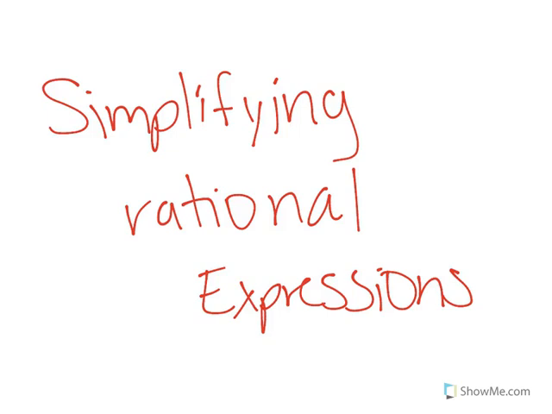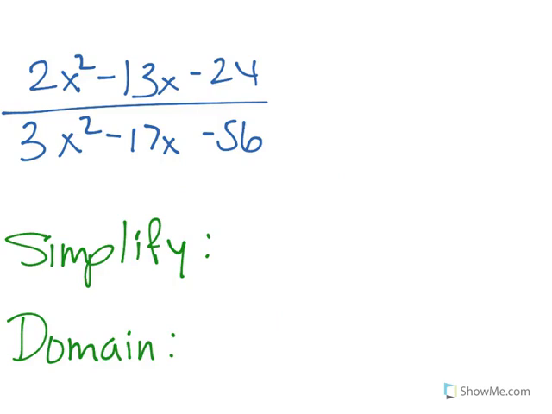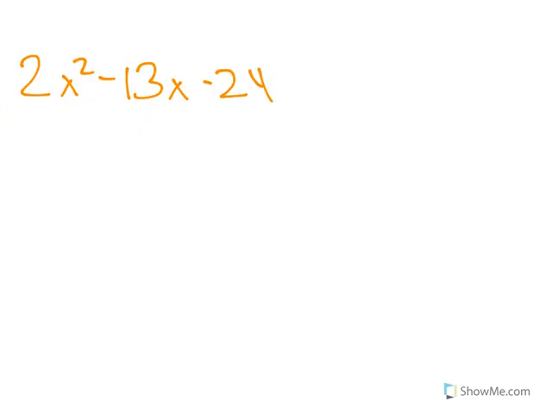Okay, so this is the third video on simplifying rational expressions, and we will work on an example. So we had (2x squared minus 13x minus 24) divided by (3x squared minus 17x minus 56). We want to simplify this expression and also find its domain. We'll start with the numerator. We will factor it by grouping, and then we can go on into the denominator and find their common factors.